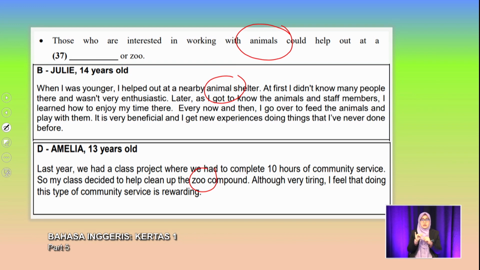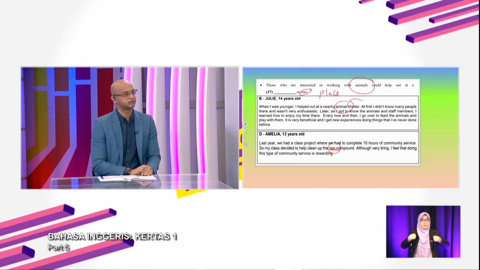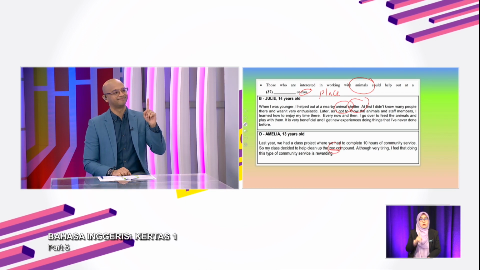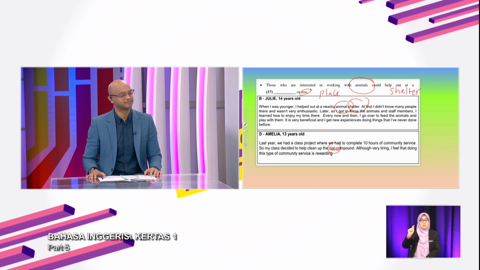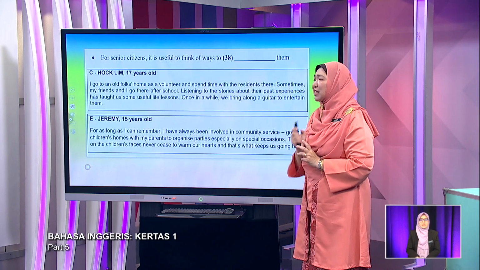Those who are interested in working with animals could help out at a blank or zoo. We know this is a place, right? So, which of B and D talks about a place? Here we have zoo already. How about this one? That would be the animal shelter. Just animal shelter is 2 words. How many words? One word. So the answer is shelter. Can we go to another? One last question.